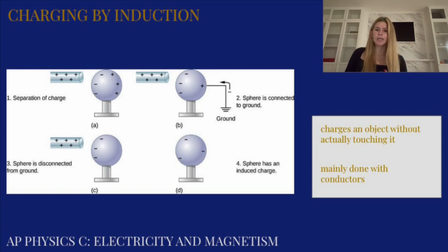This can even work in the opposite way. If you bring a negatively charged rod near, then electrons from the sphere will just move into the ground, to get away from the rod. And then when you disconnect, you're left with a positively charged sphere.